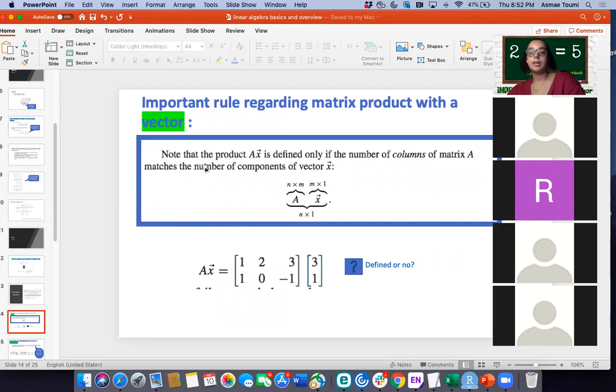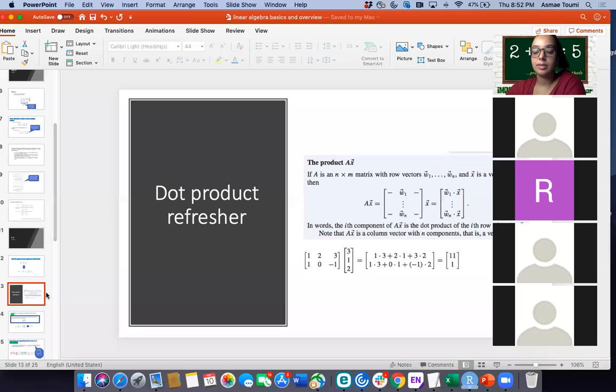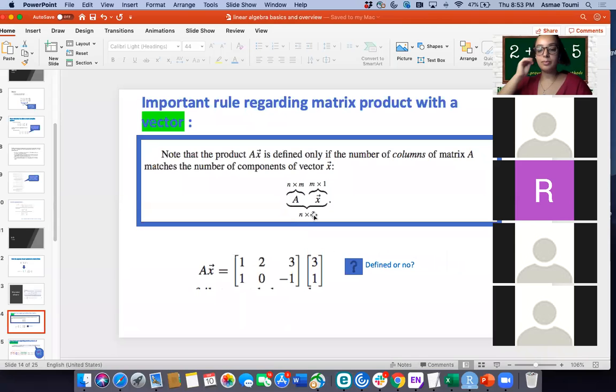And it's the following. The product AX is defined only if the number of columns of matrix A matches the number of components of vector X. And the result will be an N by 1. That's exactly what we see here. The N of this matrix is 2, therefore, 2 rows by 1. So hopefully that's clear.